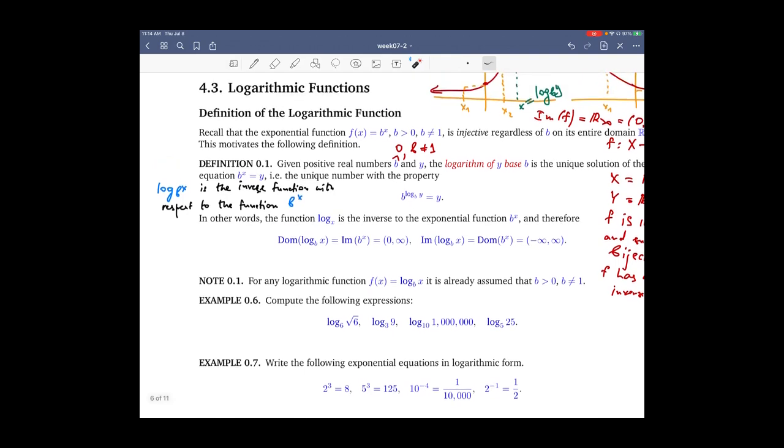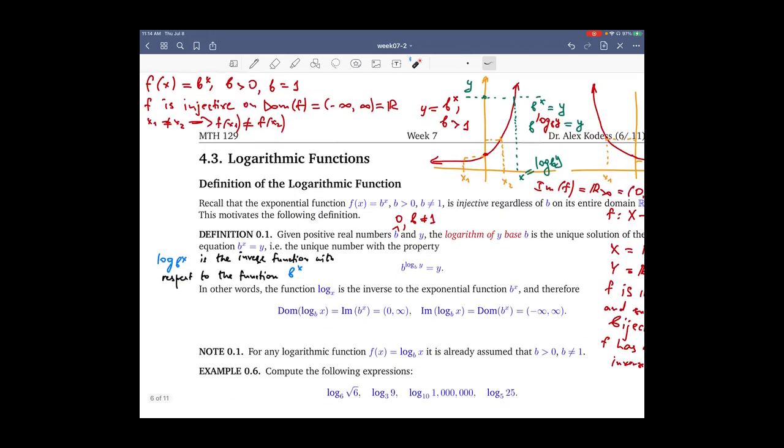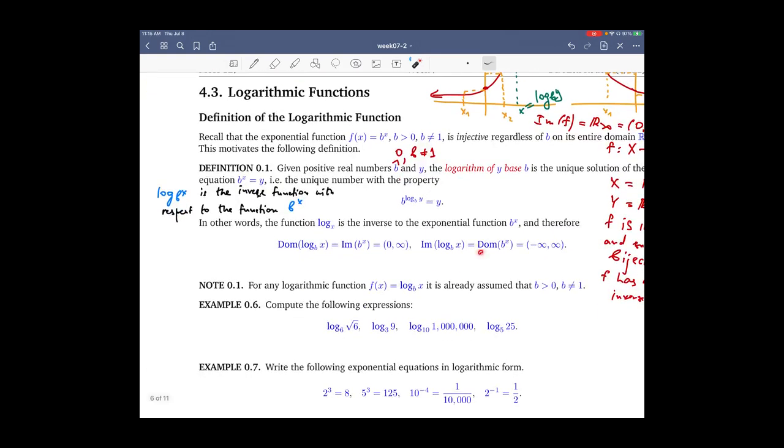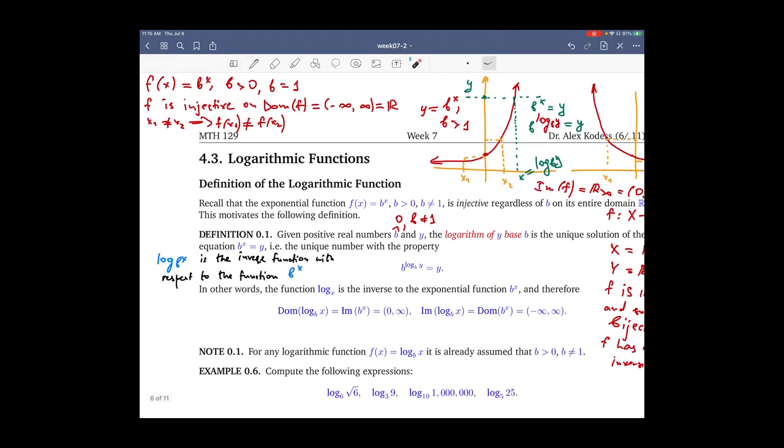So, for example, we know that the domain of the function b to the power x is the entire real line, and so immediately the entire real line is the image of the logarithmic function. Likewise, by construction, the image of the function b to the power x is the set of all positive real numbers, and automatically this is also the domain of the logarithmic function.